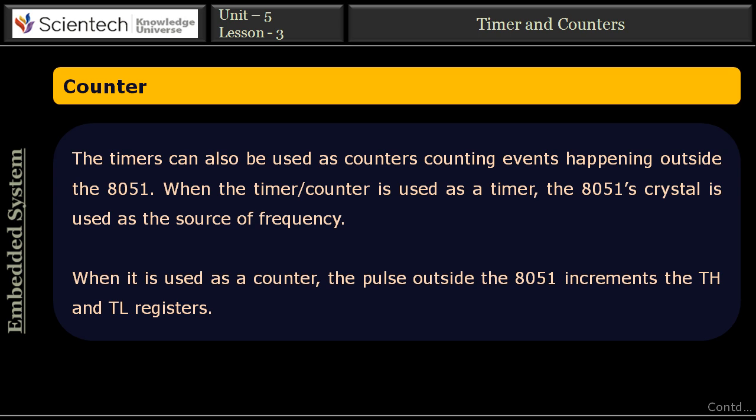Next we are going to discuss counters of the 8051 microcontroller. In the last section, we used the timer or counter of the 8051 to generate time delays. These timers can also be used as counters, for counting events outside the 8051. When we use it as a timer, the crystal oscillator is the source of frequency. But when it is used as a counter, then an outside pulse is the source of frequency.